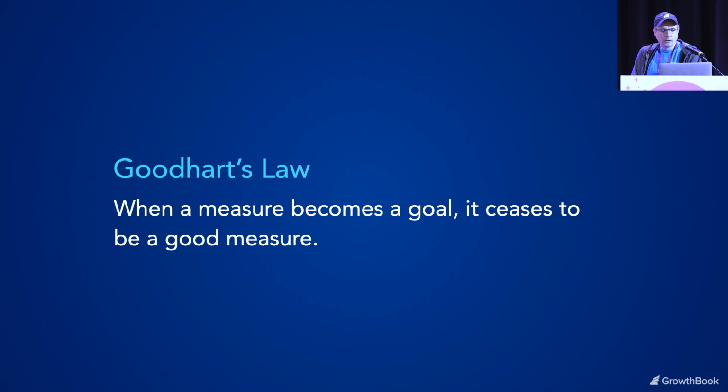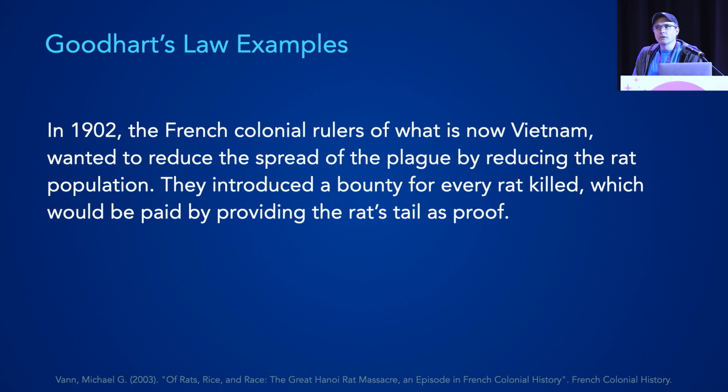Goodhart's law: when a measure becomes a goal, it ceases to be a good measure. By way of example, around the turn of the century in colonial French Vietnam, they had a problem with the plague. They decided to combat that by incentivizing people to kill rats, which are a primary vector for plague fleas. They put a bounty on rats, and determined you'd killed a rat by handing in its tail.